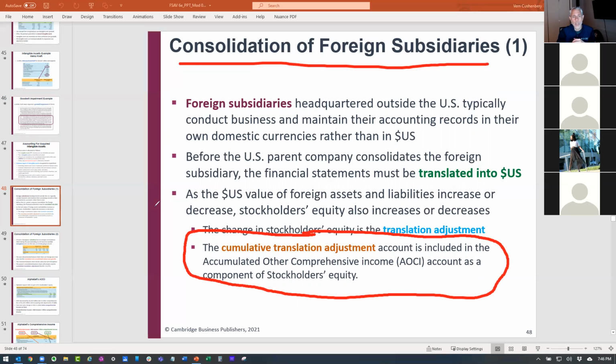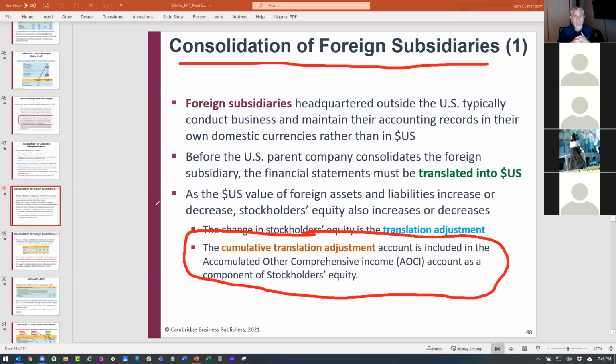So when you do business globally, let's just take Apple as an example. Apple sells phones in Europe and they collect euros. Apple sells phones in China and they collect yuan or renminbi. Apple sells phones in Australia and they collect the Australian dollar. Apple sells phones in Canada and they collect the Canadian dollar. Well, typically the way that these companies are organized is that they have foreign subsidiaries to do business in each of these countries.